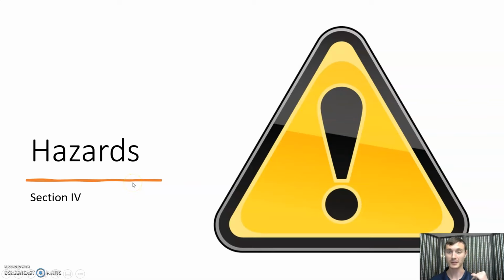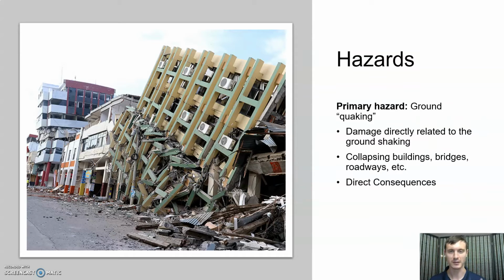Welcome back, everybody. For this section, we talk about the hazards associated with earthquakes. So our first type of hazard are the primary hazards. These are hazards as a result of the ground shaking. So an earthquake happens, the ground shakes a lot. You might have buildings collapsing, bridges falling down, all of the direct consequences of the earthquake.